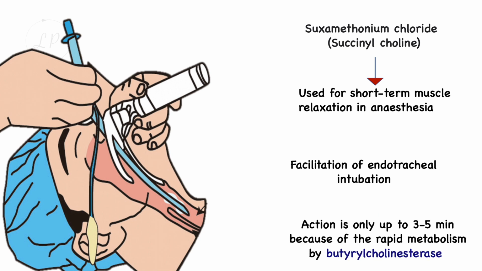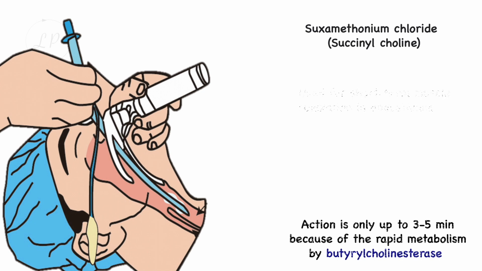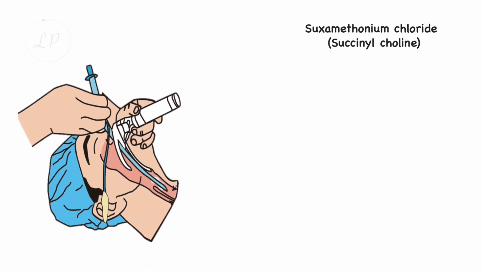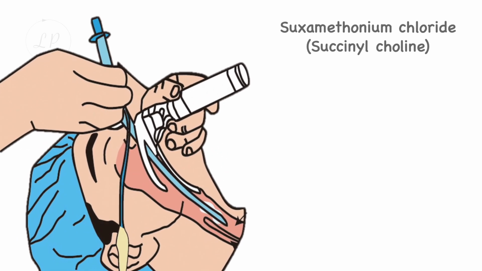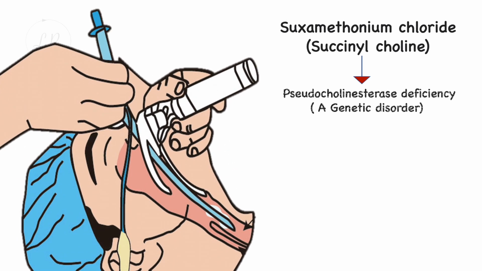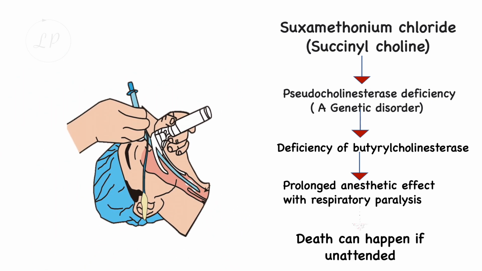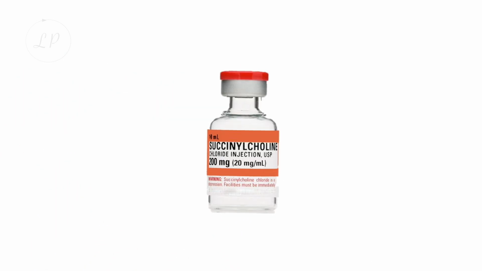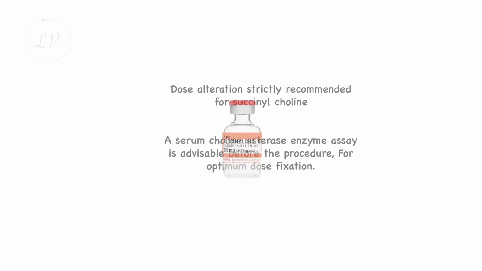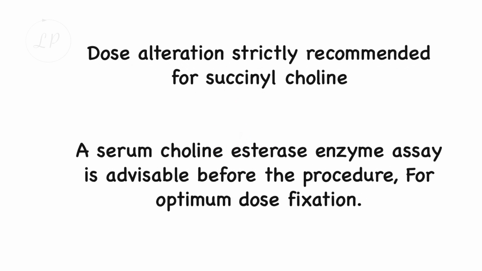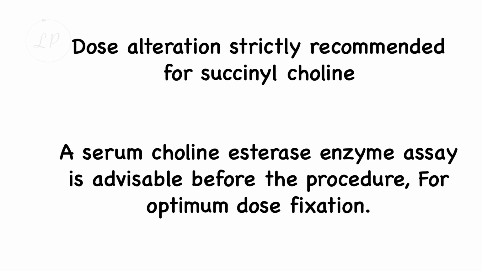The effect of the drug lasts only 3 to 5 minutes, because of the rapid metabolism by butyrylcholinesterase. But for a patient with a genetic disorder, pseudocholinesterase deficiency, the normal dose of succinylcholine would paralyze the respiratory muscles for up to 8 hours. That means it is dangerous to administer this anesthetic agent to them. Otherwise, a serious dose alteration is needed. A check of the enzyme before the procedure is also advisable to avoid complications.